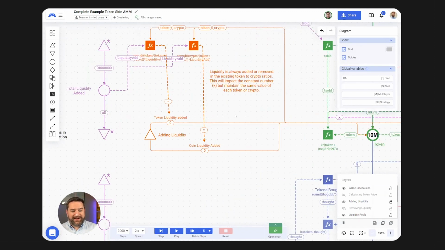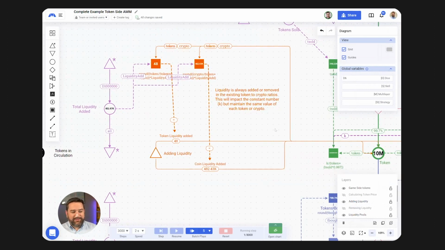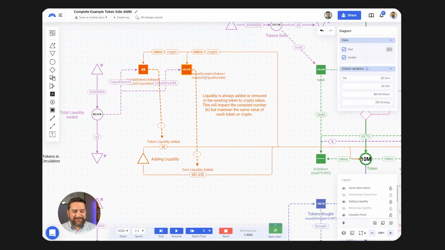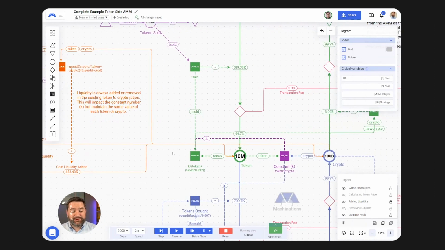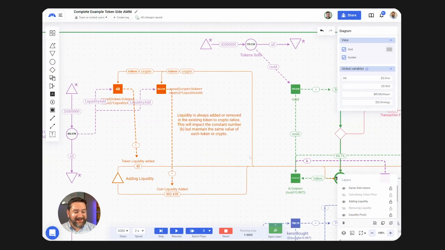So what I've created here in this section is a way for us to visualize and understand how that's happening in the AMM. So I've got a source here that's adding liquidity, and another random number generator that's going to generate me a number. So I'll hit a step. And what we're now doing is looking at the percentage of each of these in the liquidity pools. So I've got 10 million tokens against 100 billion crypto. So obviously that crypto number is significantly higher.